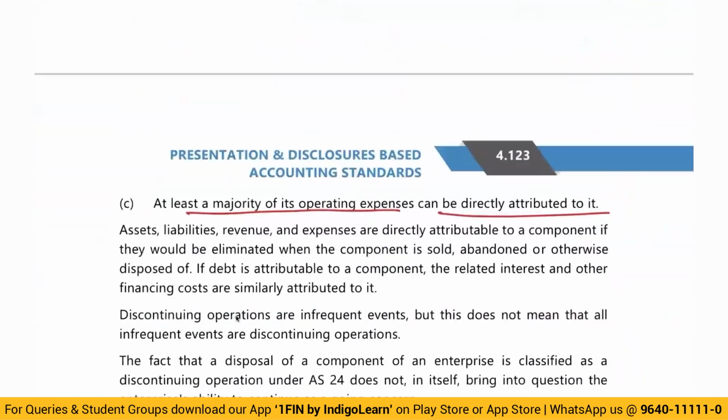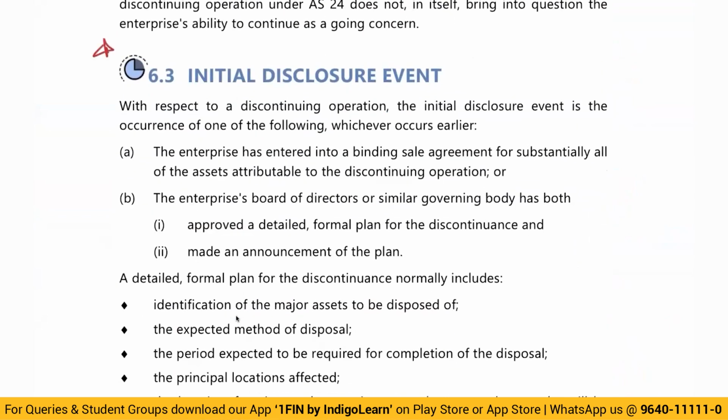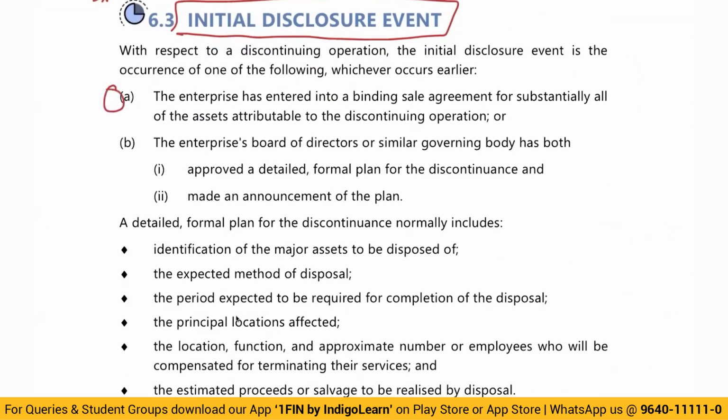Now, after we have defined what is a discontinuing operation, the next important thing in this standard is initial disclosure event. Now, initial disclosure event, basically what it means is, because this standard requires us to disclose the discontinuing operation, when we say initial disclosure event, first time, when should we disclose? So the standard gives us 2 conditions, A or B. In B, we have 1 and 2.